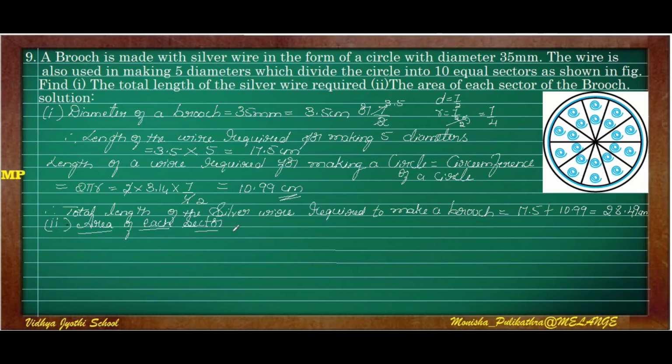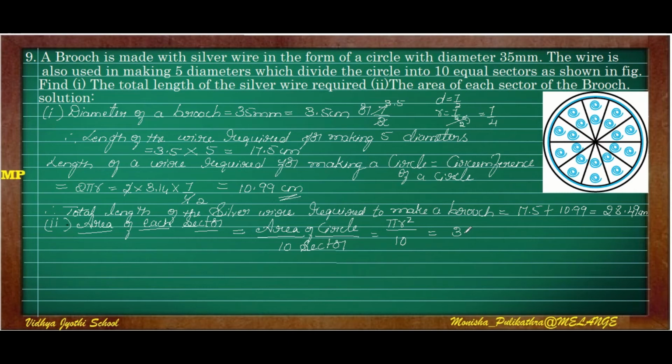Area of each sector. So the area of each sector can be calculated by dividing the area of a circle by 10 sectors. Why 10 sectors? If you take 5 diameters, then it will cut into 10 sectors. So the whole area of a circle divided by these 10 sectors, we can find out the area of each sector. So the area of the circle is pi r square, divided by 10 sectors.